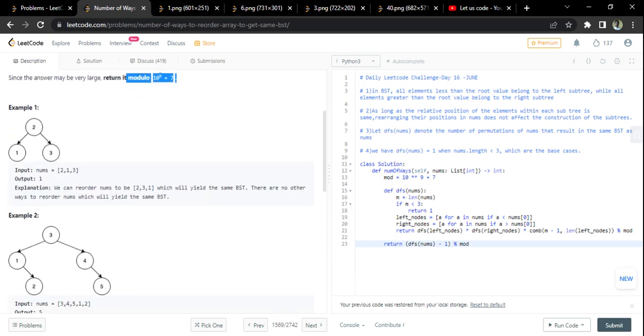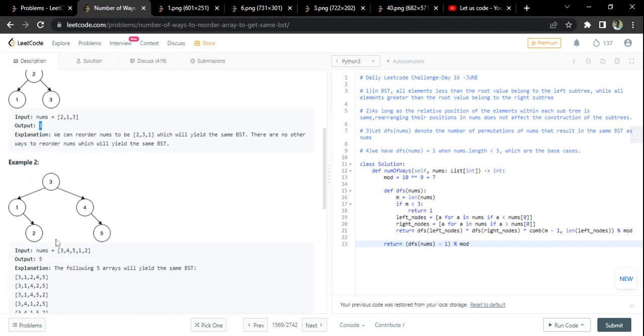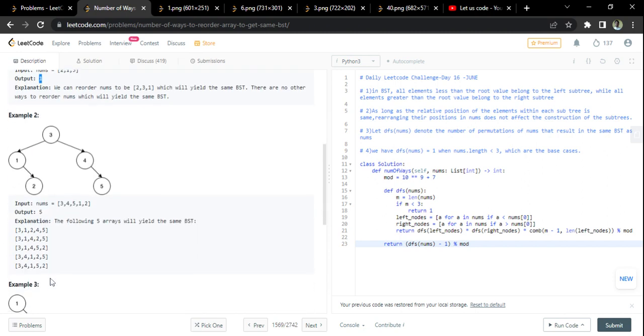So see this example, it's 2 1 3. The given nums is 2 1 3, and the tree you are seeing here is formed from the original nums array. Now we have to find the variations or the permutations possible for this, so that the same BST is achieved. We will try rearranging the elements one by one. So one possible solution is 2 1 3, as you can see. So this is the only possible solution. That's why the answer is one. If you see this other tree, there are some 5 answers possible other than the given nums.